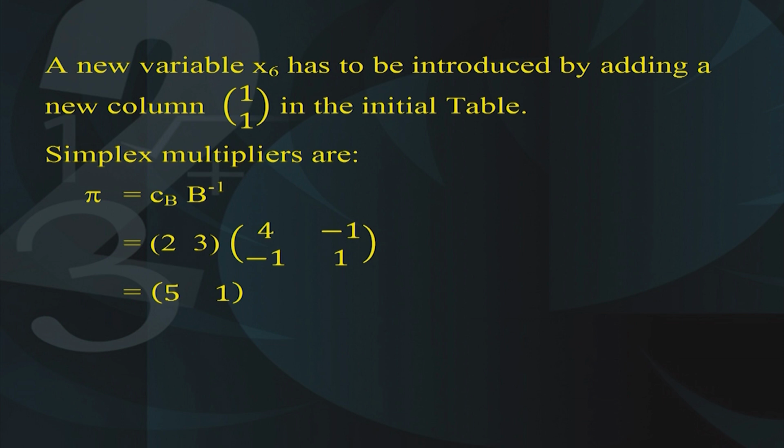After doing that, we will now calculate the simplex multipliers, and as before, the simplex multipliers are nothing but pi equal to CB B inverse. Now, you know what CB is? CB is the coefficients of the basic variables in the objective function. So, CB is nothing but 2 and 3, and B inverse is the matrix 4 minus 1 minus 1 1, and if you multiply the two, you will get a row vector which is given by 5 1.